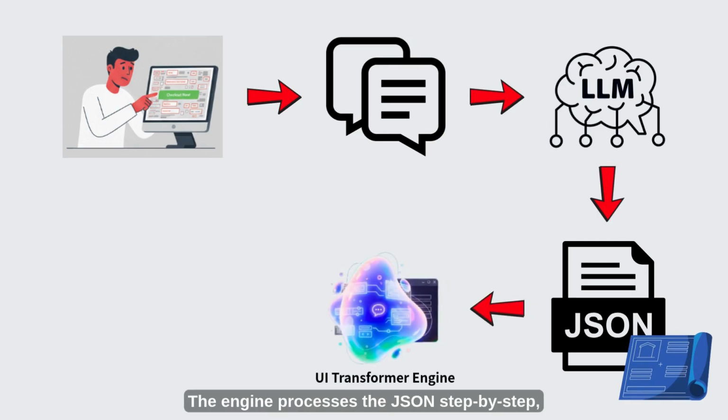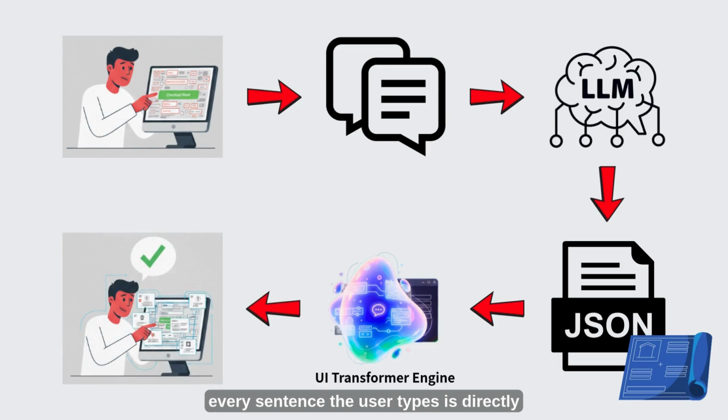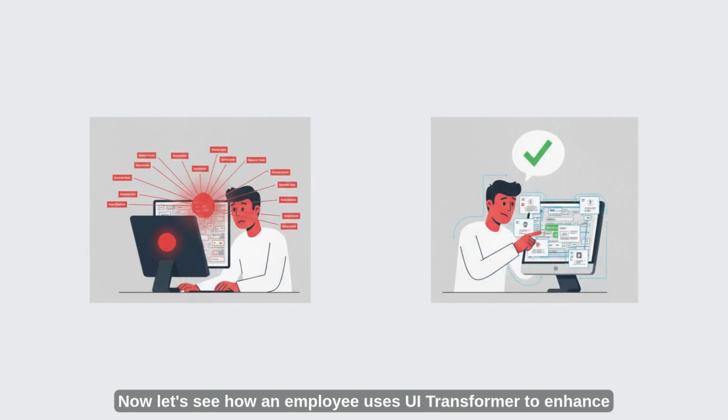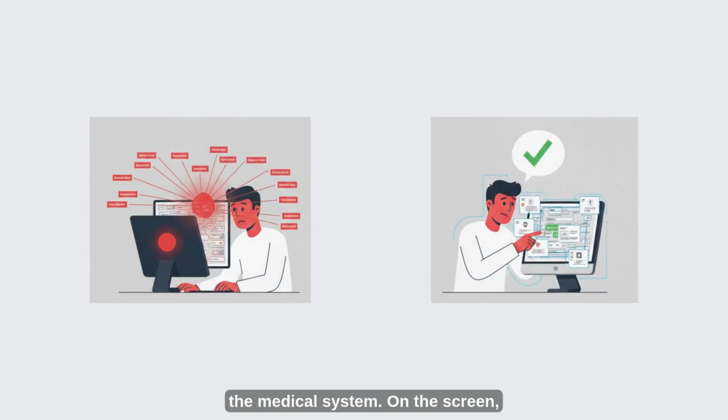The engine processes the JSON step by step and instantly applies the modifications within the transparent layer. In this way, every sentence the user types is directly transformed into visible interface changes. Now let's see how an employee uses UI Transformer to enhance the medical system.